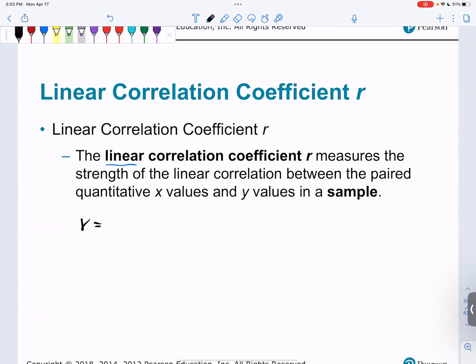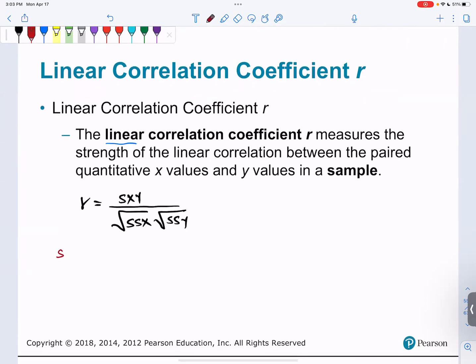Okay, so R, if you want to just use the quick formula, maybe you want to write this one, so it's much easier. R equal to SXY divided by square root of SSX times square root of SSY, where SXY equal to summation XY minus N X bar Y bar, or you can use this one, summation of X minus X bar times Y minus Y bar.